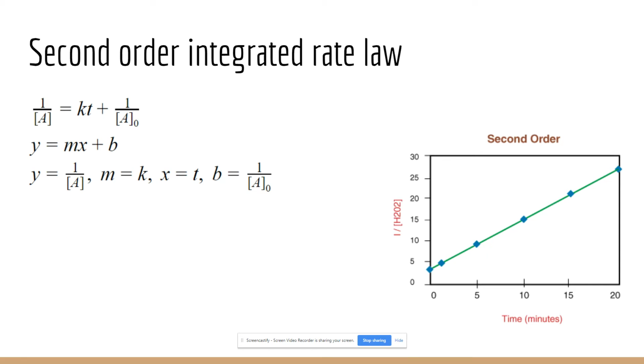Pause here. You don't need a lot of detail in the picture. If you have a second order integrated rate law, then a plot of 1 over concentration versus time will be linear. The slope of the line is going to be equal to the rate constant, and the y-intercept of the line will be equal to 1 over the initial concentration of the reactant.